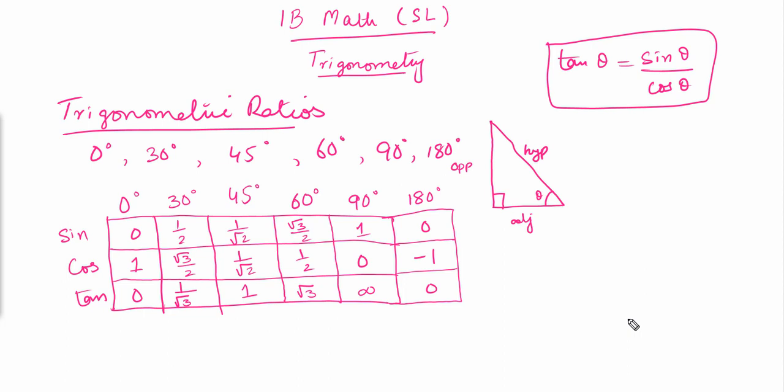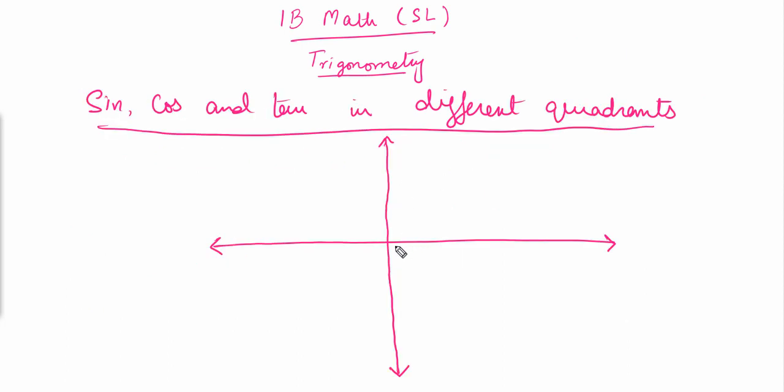Okay, so this is done. Now let's see the values of sine, cosine and tan in different quadrants. Alright, so now we have to see the values of sine, cosine and tan in different quadrants. So let's suppose we have an angle. This is the first quadrant, by the way. That's the second quadrant. That's the third quadrant. That's the fourth quadrant.